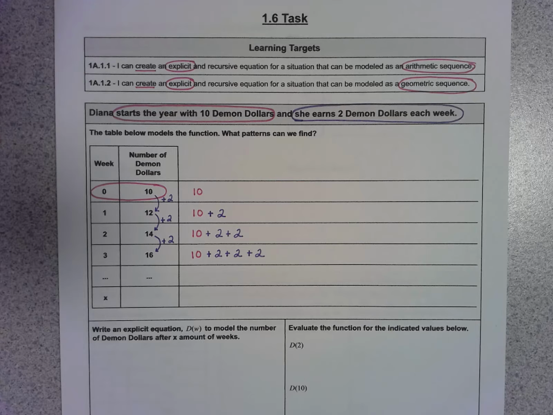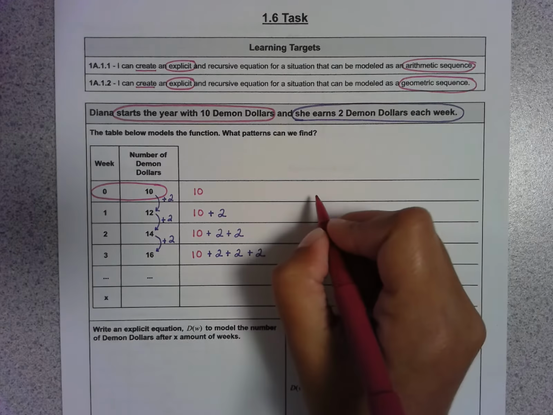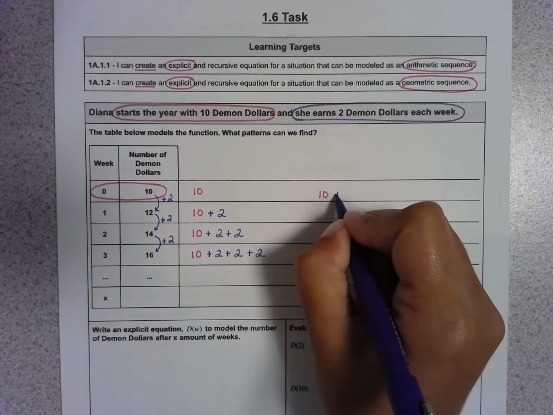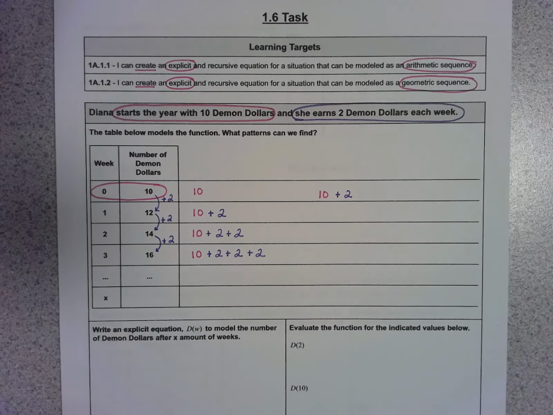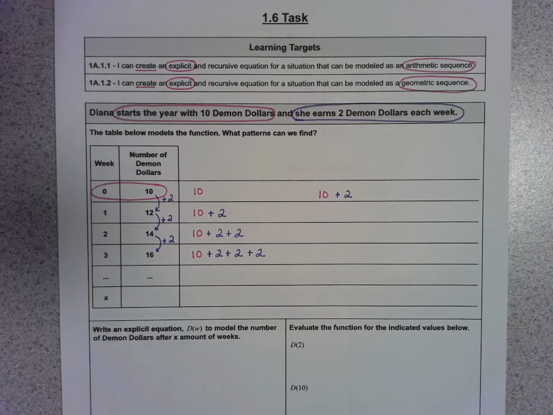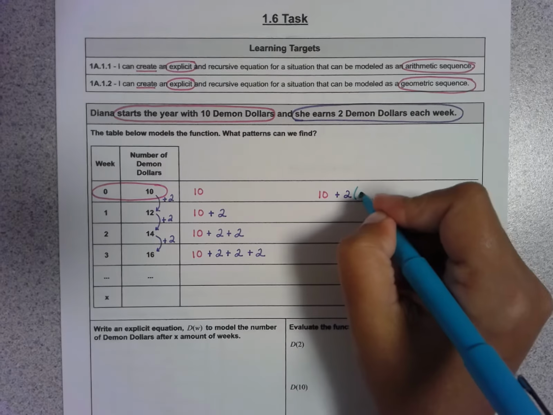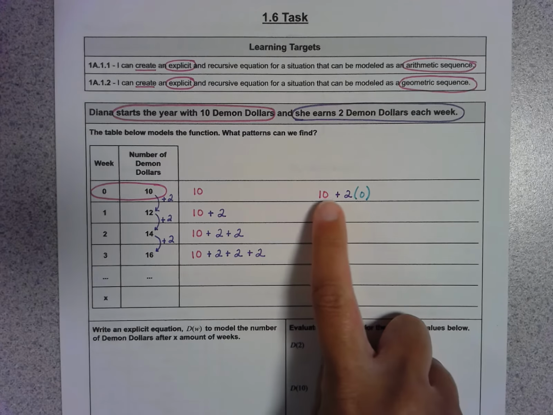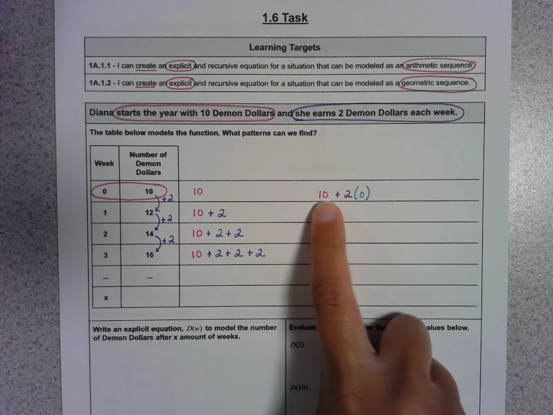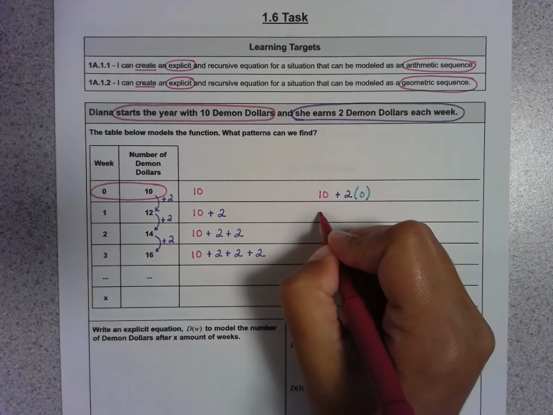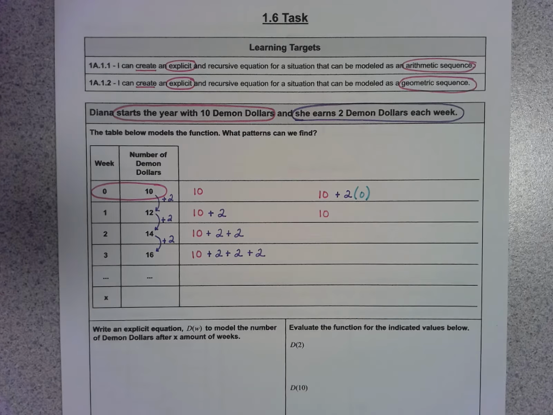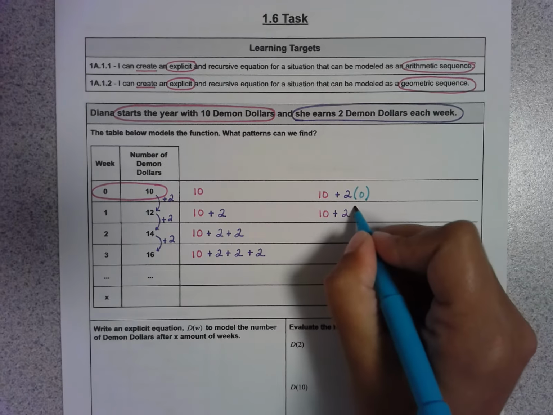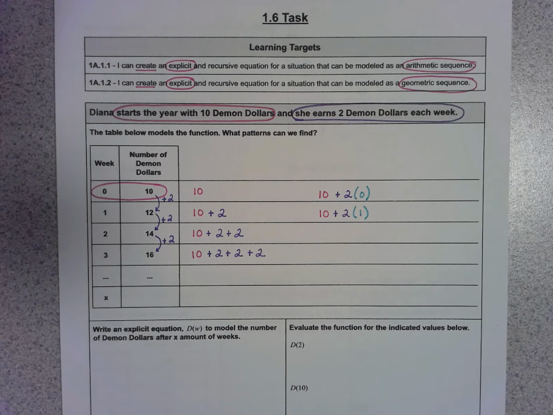If I wanted to write this another way, I could say that the first row is 10 plus 2, and I added the 2 0 times for that first row. So I would say times 0. There are 0 2s added to the 10 in that first row. In the second row, I could say that we had the number 10 and we added the number 2 1 time for this row.